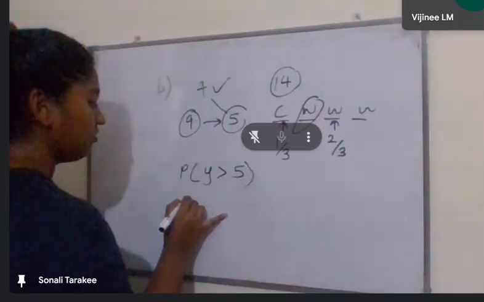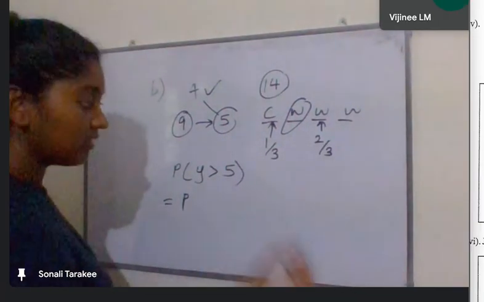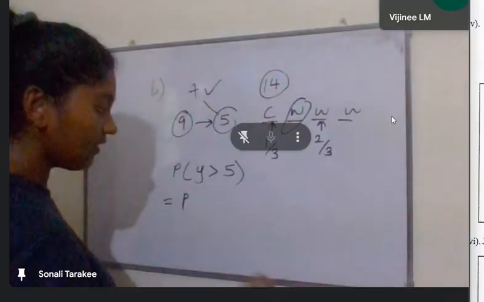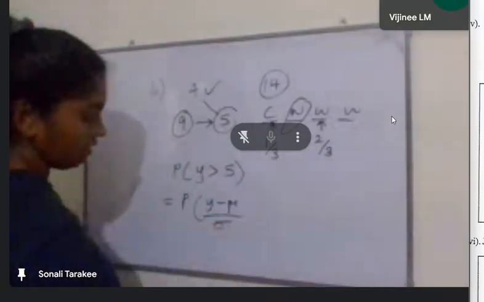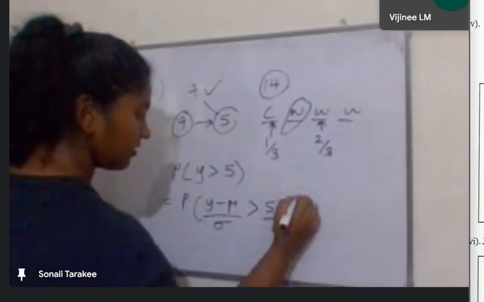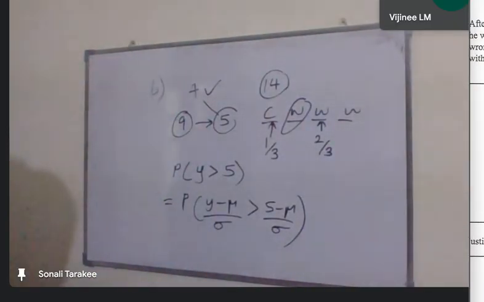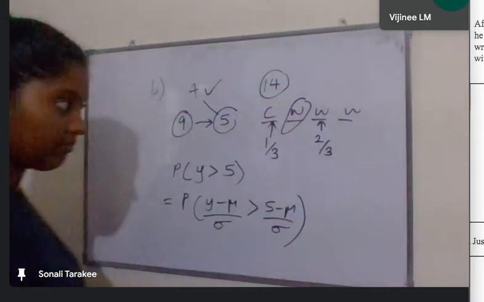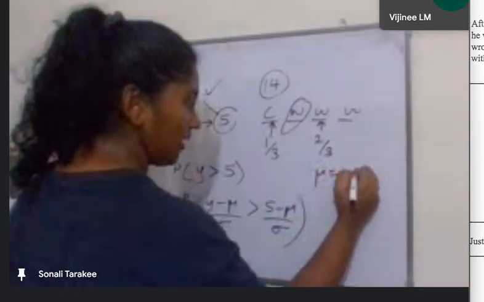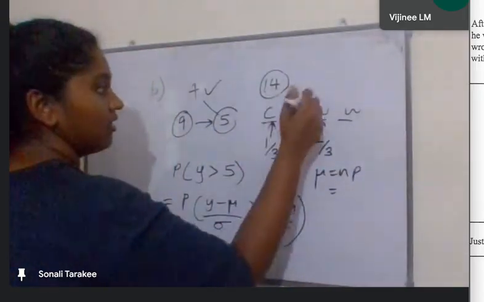Then we have to convert this into a z value: y minus mu over standard deviation greater than 5 minus mu over standard deviation. Now the mu and standard deviation values change because the probability has changed. So mu is np. Now n is not 18, it's 14.